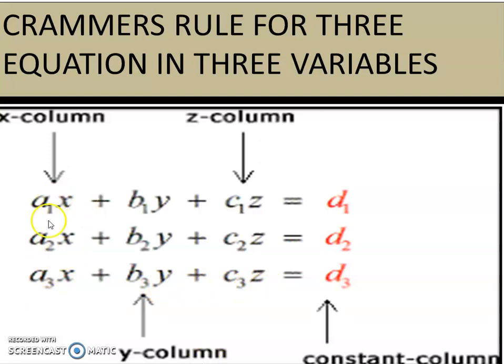Here a1, a2, a3 lie in the column of x, b1, b2, b3 lie in the column of y, c1, c2, c3 lie in the column of z, and we have the constant column d1, d2 and d3. So x, y, z, 3 variables are there and 3 equations are there: a1x plus b1y plus c1z equal to d1, a2x plus b2y plus c2z equal to d2, a3x plus b3y plus c3z equal to d3. So we better understand the system of these equations.